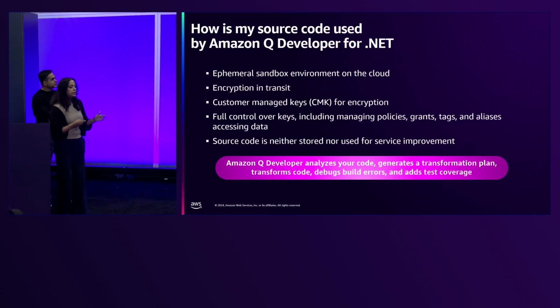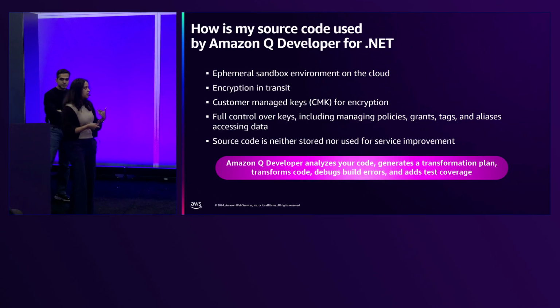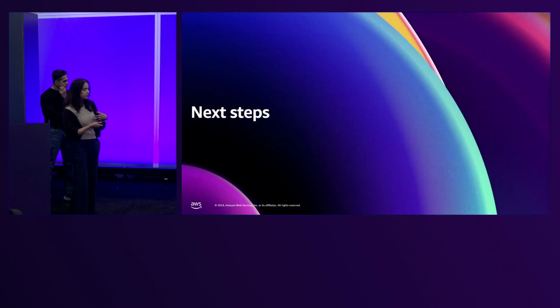And talking about security, security is at the top of everyone's mind. So again, it's job zero at AWS. All your code is only ephemerally transferred, and it's encrypted while in transit. You can also use your own customer managed keys for encryption. And once the porting is done, your source code is completely removed from that ephemeral environment.